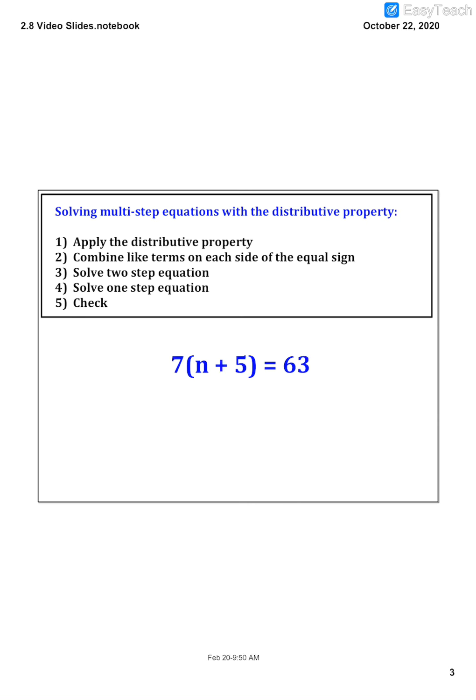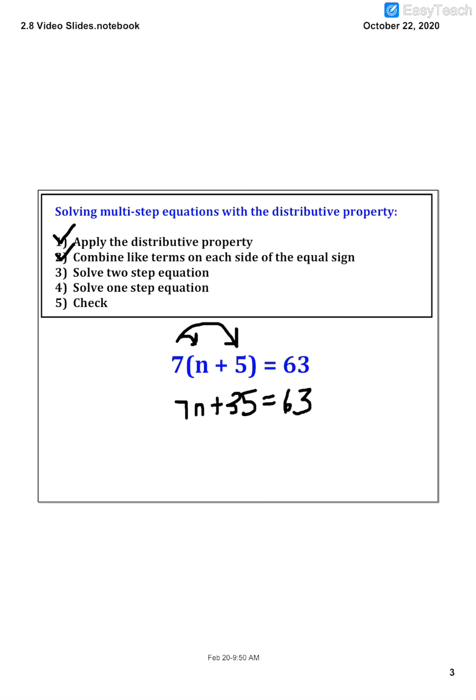So the first thing we want to do is apply the distributive property. So I'm going to multiply 7 by everything that's inside the parentheses. So I'm left with 7n plus 35 is equal to 63. So I'm going to check off that first step. Then it says to combine like terms on each side of the equal sign. So when I'm looking at this, I see that I do not have any like terms on the left-hand side of the equal sign or the right-hand side of the equal sign. So I could check that off because there's nothing for us to do there.